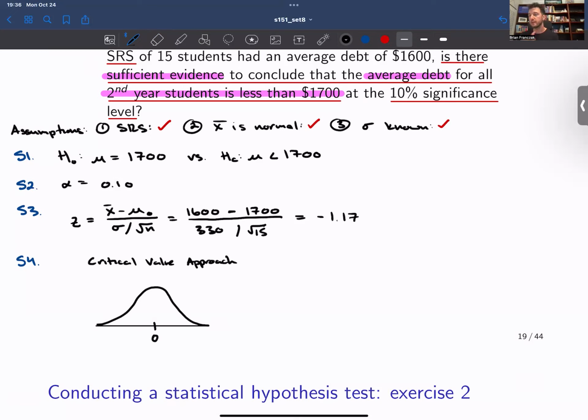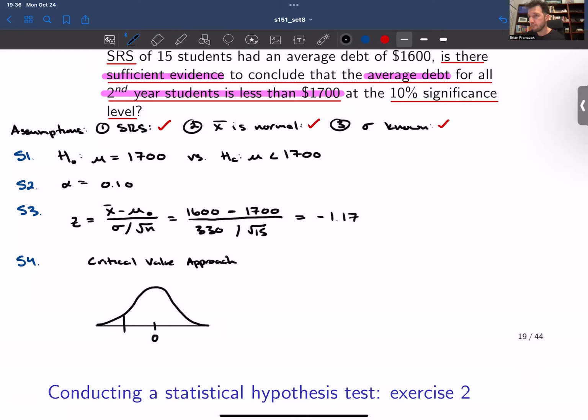Okay, now what I do is I take my test statistic value, which is negative 1.17, and I just mark down where this can sit on the axis. Sorry, this is the critical value approach. So I have my standard normal curve centered at 0. Now I mark down where my rejection region is located.